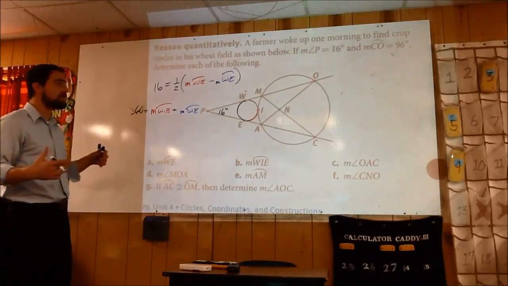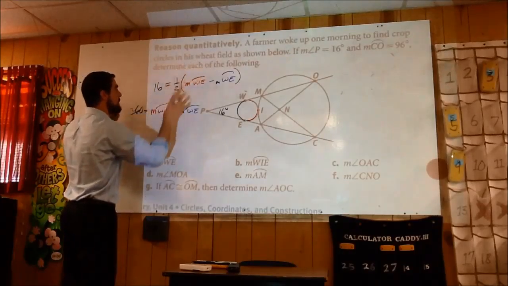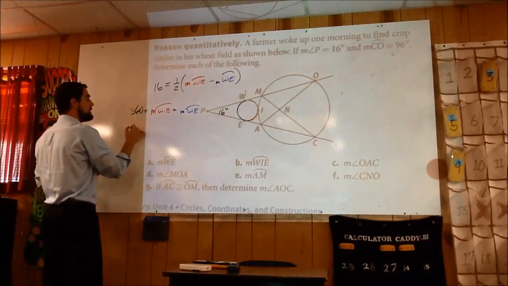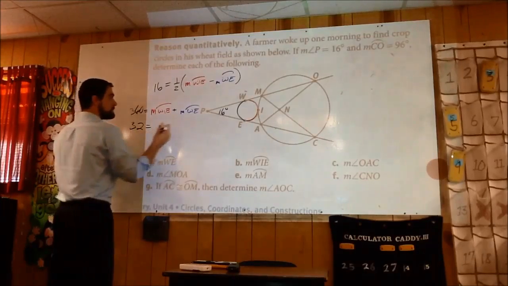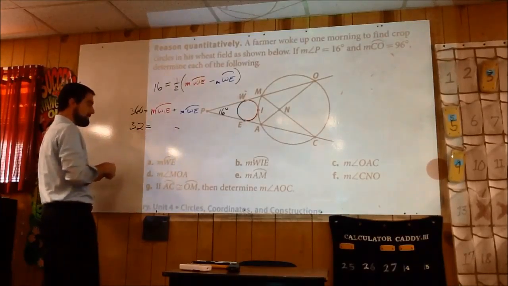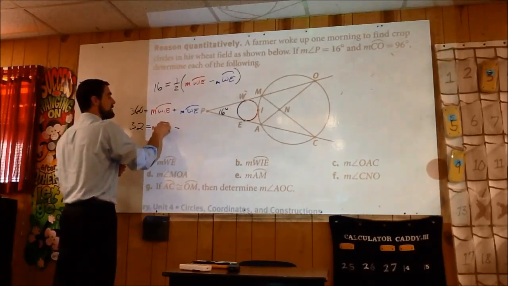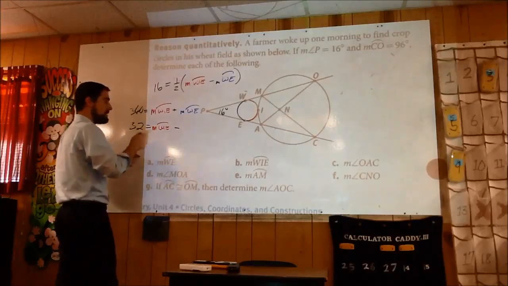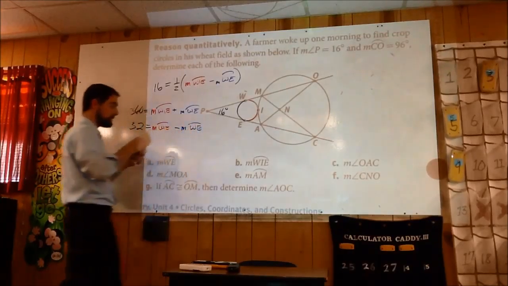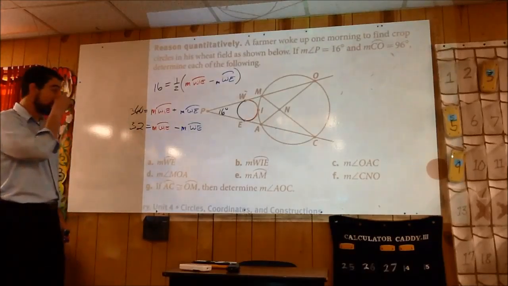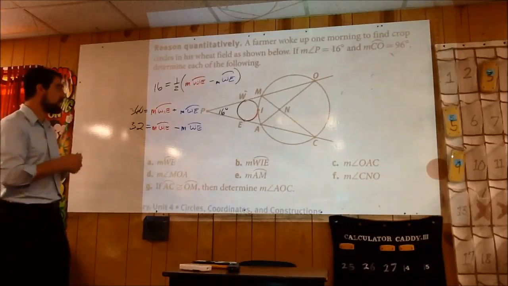So this is exactly the way that we set up the other problem. So we set up a system of equations. I'm going to multiply both sides of this first equation by 2. So I'm going to get 32 is the measure of arc WIE minus the measure of arc WE. So now this is a system of equations with two unknowns.